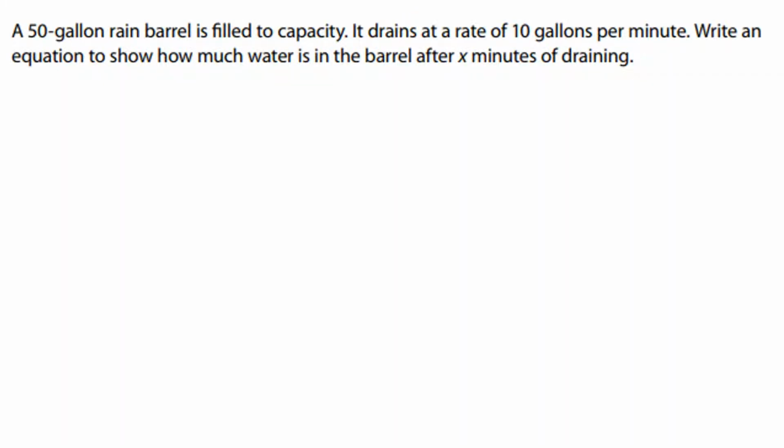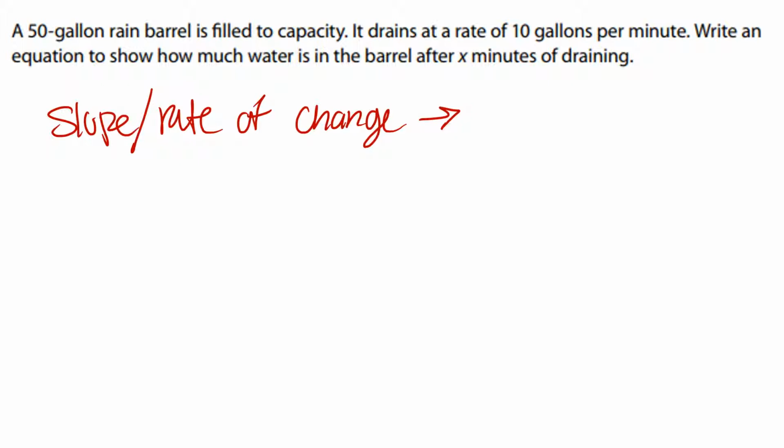A 50-gallon rain barrel is filled to capacity. It drains at a rate of 10 gallons per minute. Write an equation to show how much water is in the barrel after X minutes of draining. So again, we're trying to find out our slope, the rate of change, which is represented by the letter M. In this case, it is draining, that tells us it's negative, 10 gallons per minute. The key word there is 10. 10 gallons per minute.